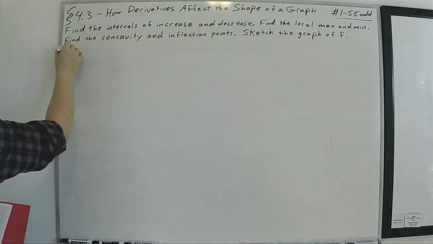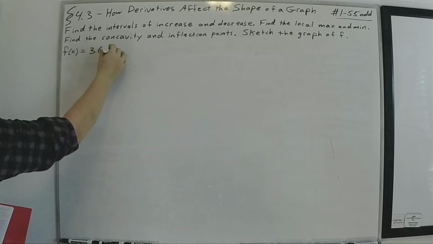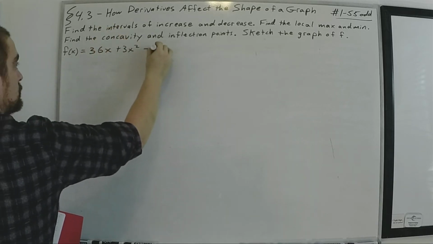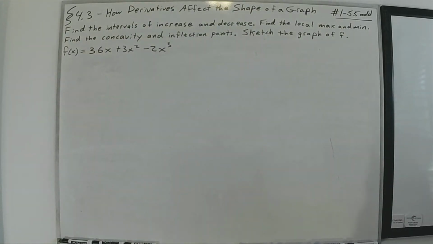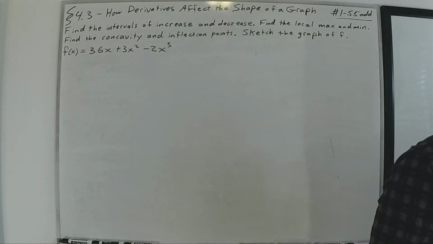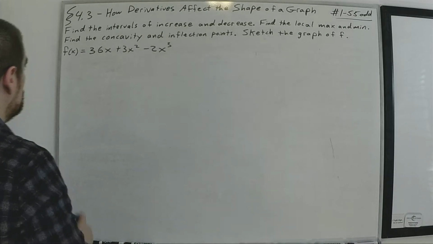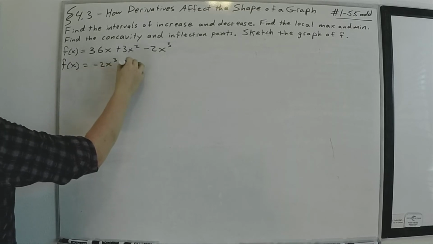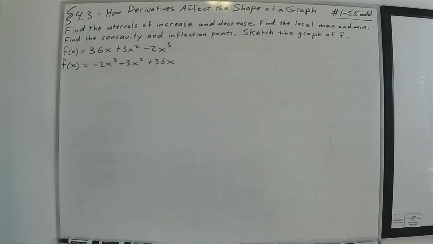So the function they will give us is f of x is equal to 36x plus 3x squared minus 2x cubed. So this is the function that they give us. And right off the bat, just because it's not actually in descending order, I'm going to rewrite it: negative 2x cubed plus 3x squared plus 36x. Why would I do that? Well, it's just easier on the eyes for me.